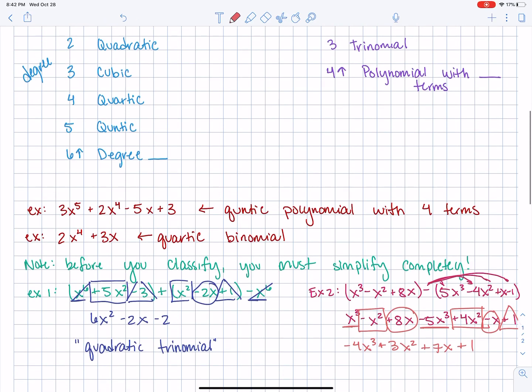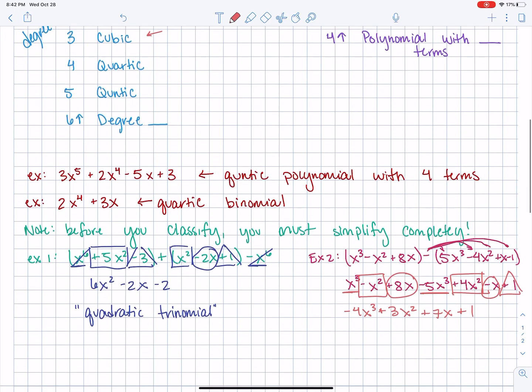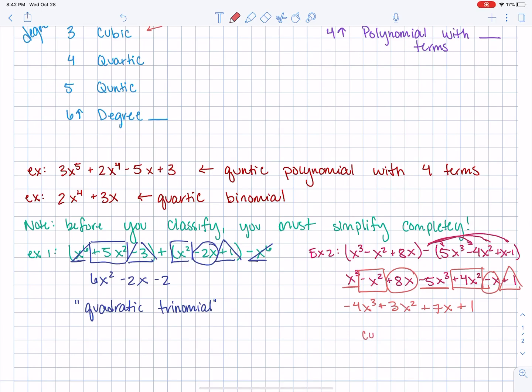Going back up to my chart, that's going to be a cubic. And now I'm going to need to count the terms. 1, 2, 3, 4 terms. So we're going to call it a cubic polynomial with 4 terms. Okay, definitely need to practice some more, but that is a good start.